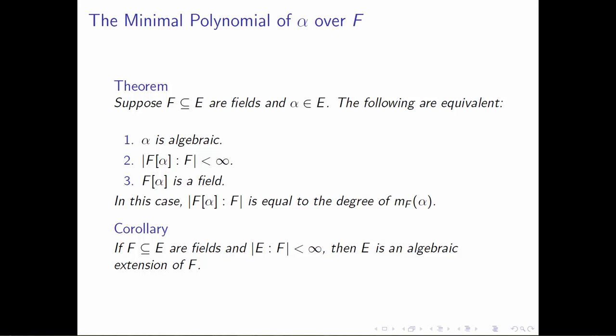And when any one of these situations occurs, the degree of this field extension is outright equal to the degree of the minimal polynomial of the algebraic element over the ground field. As a corollary, we get that if you have F contained in E, and both F and E are fields, and you happen to have a finite degree extension, then the larger field is an algebraic extension of F. This is very useful because outright proving that every single element of the field E is an algebraic element would be ridiculously tedious and possibly impossible, depending on your situation. So let's take a look at the proof of this theorem.